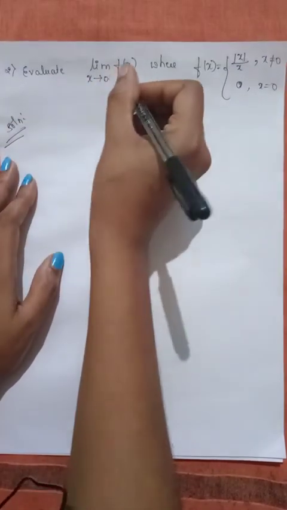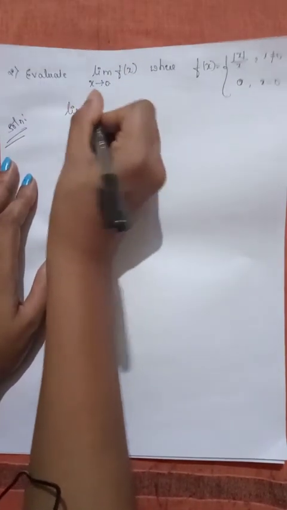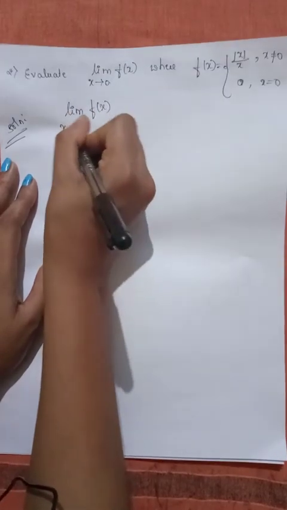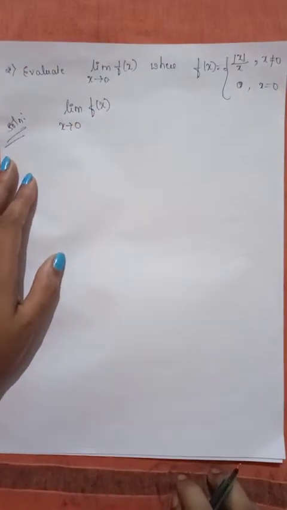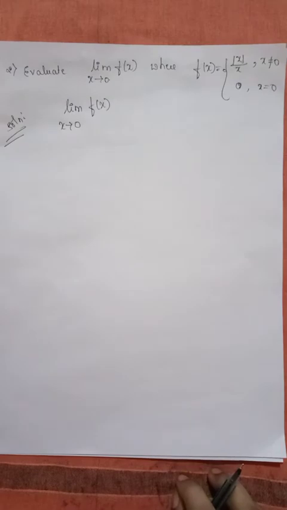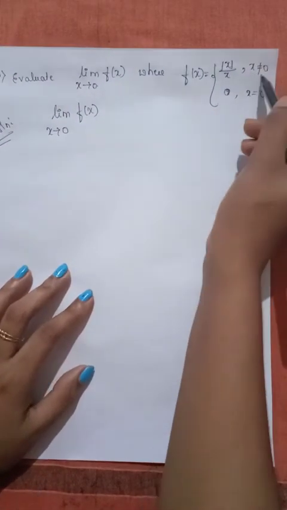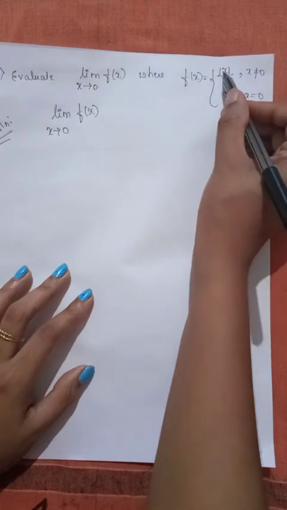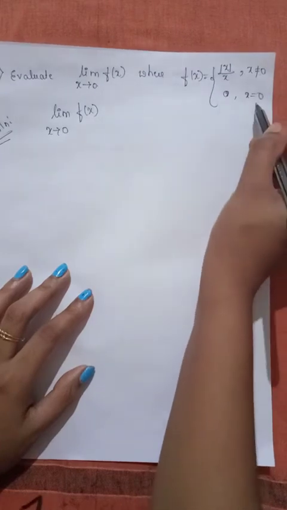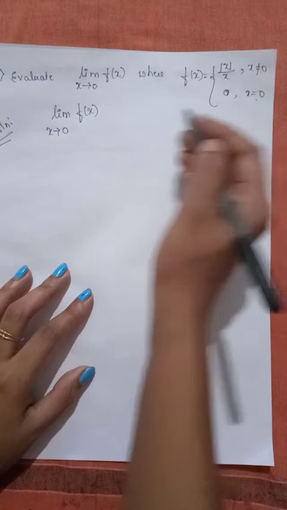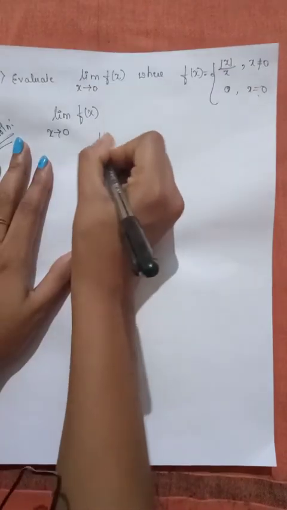Again, what you have to find? You have to find the limit of the function as x tends to 0. Correct? But what is the problem with the function? The function is not defined in a single way. When x is not equal to 0, it is mod x by x, and when x is equal to 0, it is 0. So first we need to define the function properly.